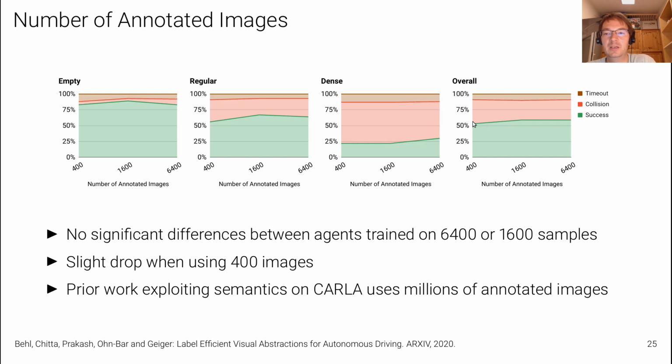However, in all of these cases, the performance is actually quite similar. In particular, there is not much difference between 1,600 and 6,400 images, indicating that actually not that many images are required to be annotated for successfully completing this task. In contrast, prior work exploiting semantics on CARLA uses millions of annotated images, which on CARLA is of course easily possible, but in the real world, annotation time matters.